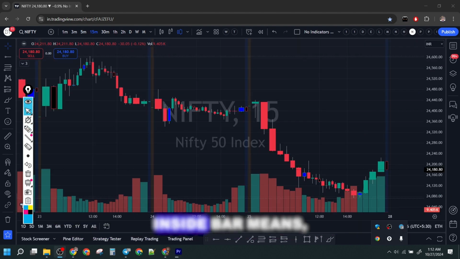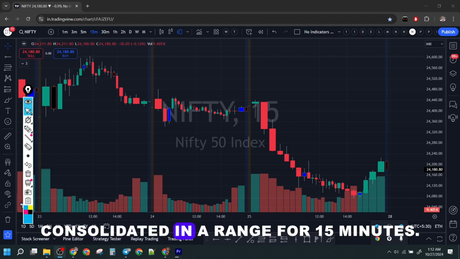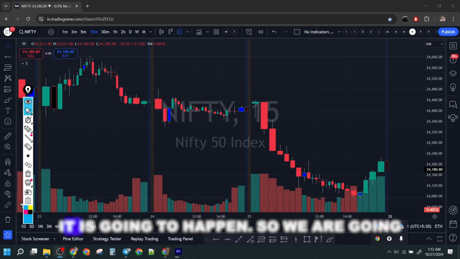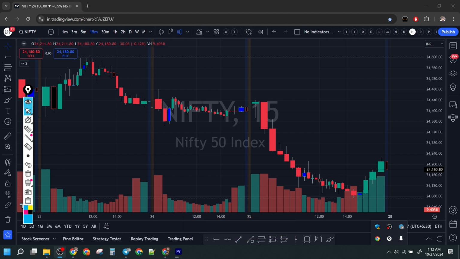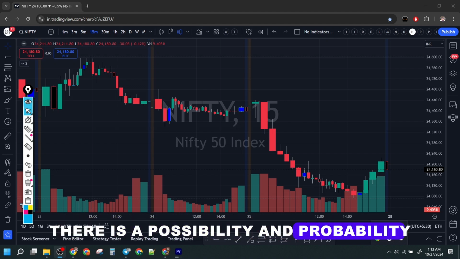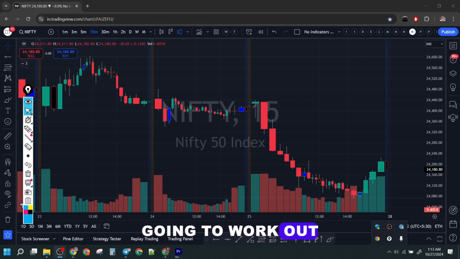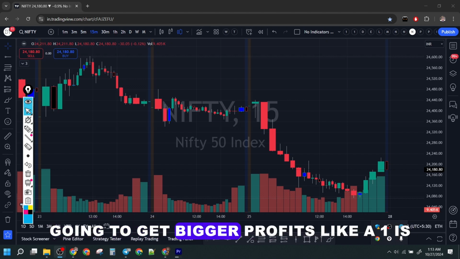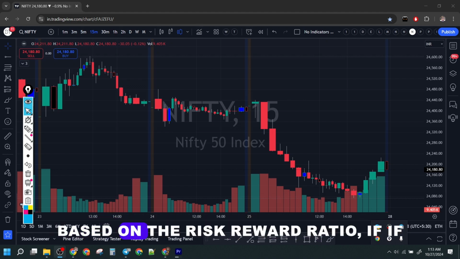In this strategy, inside bar means Nifty or any other index or a stock consolidated in a range for 15 minutes. That means there is a possibility of a breakout. It is going to happen. So we are taking advantage of the consolidation and breakout with this strategy. There is a possibility and probability for this setup to work out, and the probability is on the higher side. It is going to work out 60 to 70% of the time, and the risk reward ratio will be higher. When there is profit, we are going to get bigger profits like 1:4, 1:5 or 1:10 trades based on the risk reward ratio.